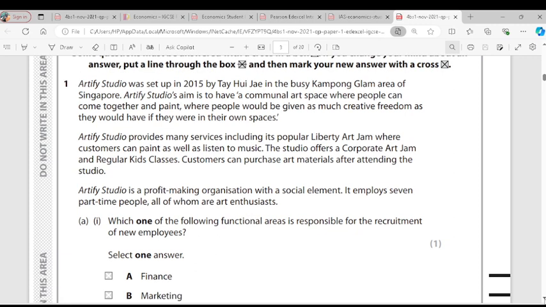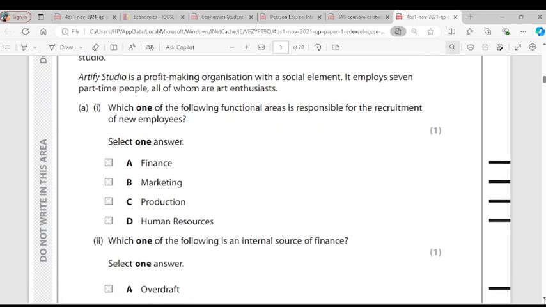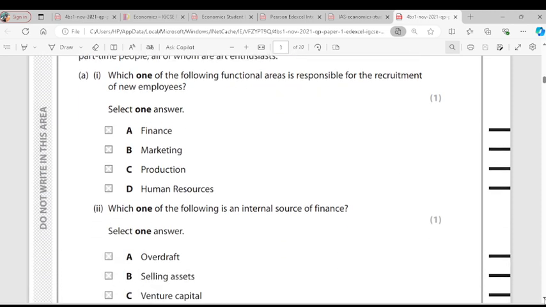The question says, which one of the following functional areas is responsible for the recruitment of new employees? Recruitment of new employees. The finance department is about finding cash for the business. Finance is for the finance department, and what do they do? They find funds and make budgets. So it is not A.